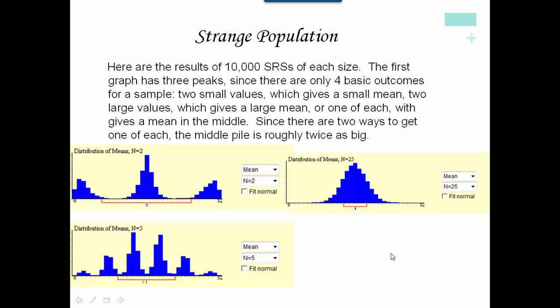So here are the results of 10,000 simple random samples of each size. The first graph has 3 peaks, since there are only 4 basic outcomes for a sample: 2 small values, which gives a small sample mean, 2 large values, which gives a large mean, or 1 of each, which gives a mean in the middle. Since there are 2 ways to get 1 of each, the middle pile is roughly twice as big. So here's what the distributions would look like for n equals 2, n equals 5, and then when we get to n equals 25, we can see what happens to the distributions.